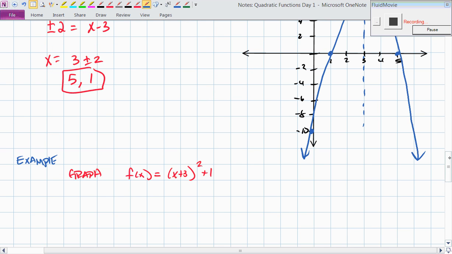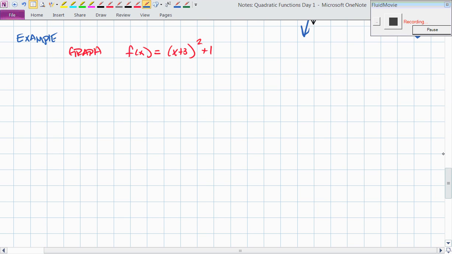All right, let's try another example together. Here we go. Let's do f of x equals x plus 3 quantity squared plus 1. Okay, step number 1. I know this opens up because a is a value of 1 and 1 is greater than 0. So a is positive in this case, so I know that the parabola is going to open up.